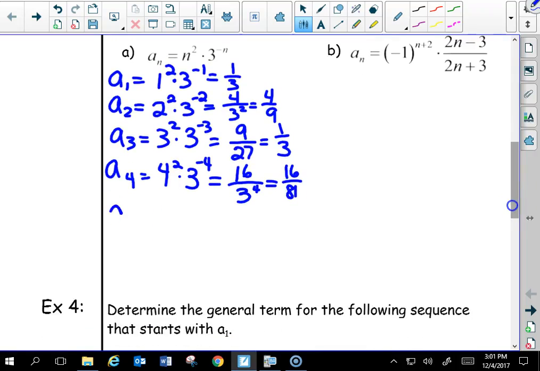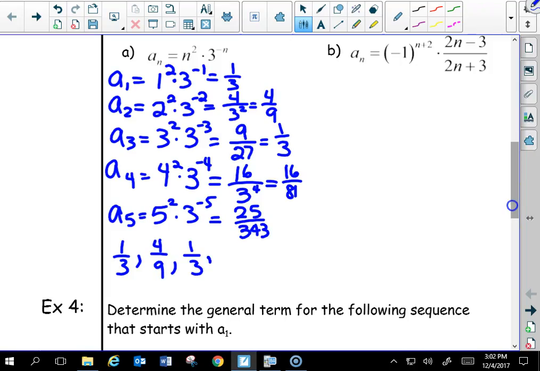And last one. 25 in the numerator and 3 to the 5th in the denominator. 3 to the 5th is 243. All right, so my first term is 1/3, second term is 4/9, third term is also 1/3, and the fourth term is 16 over 81. Last term is 25 over 243.